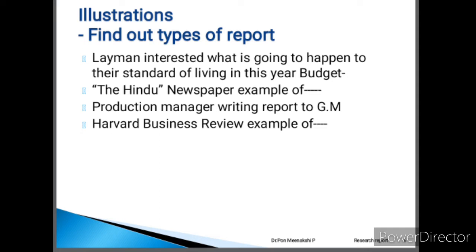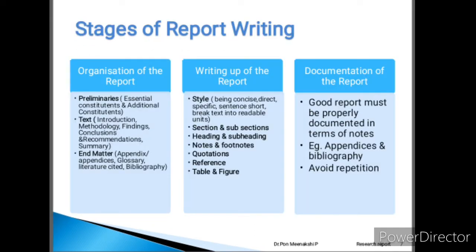Now, we'll move on to stages of report writing. Broadly, the stages are three types. Three major stages in writing a report: organization of the report, writing up of the report, documentation. Organization of the report is quite big. It involves preliminaries, essential constituents and additional constituents.